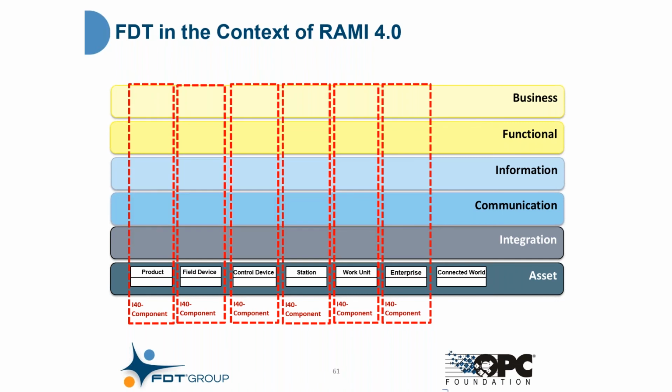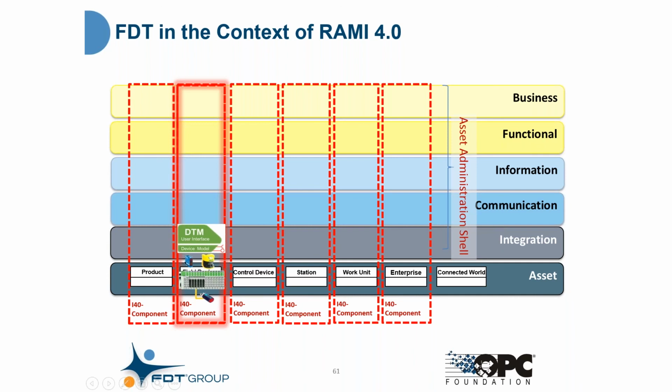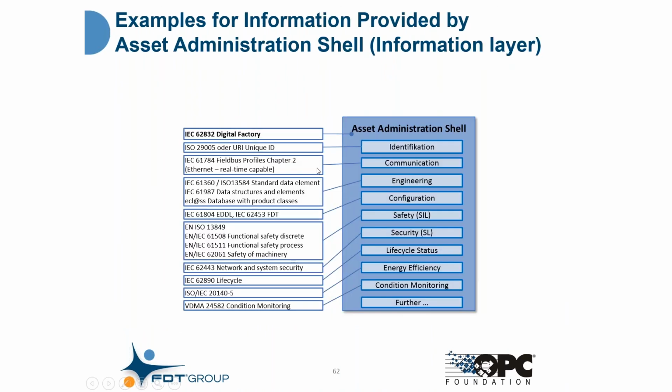So when I look at this from the point of view of FDT, we are looking at the field device, the Industry 4.0 component for a field device. These are some examples of field devices. We think that integration can be done with a DTM, and that all other layers will be supported by an OPC server, OPC UA for FDT. That also includes the information layer.